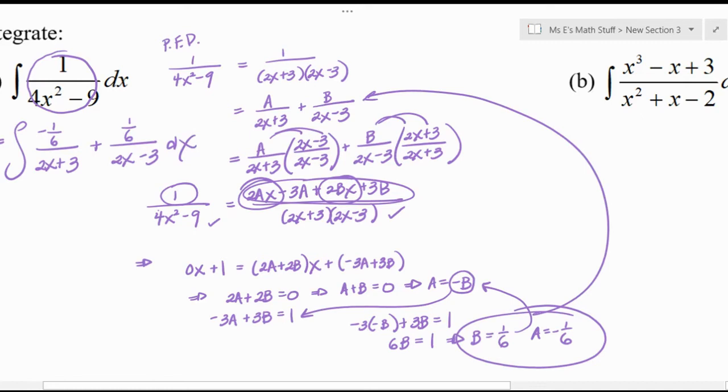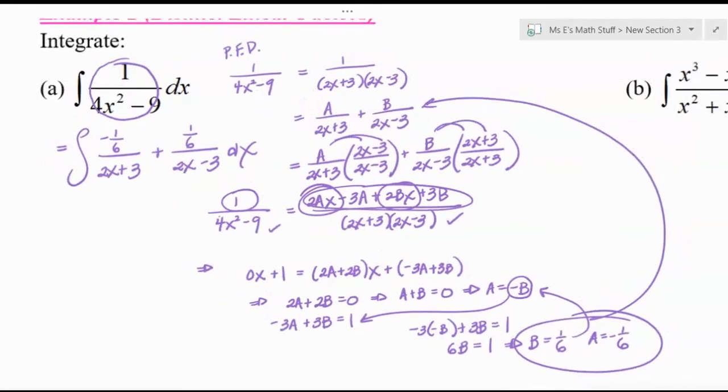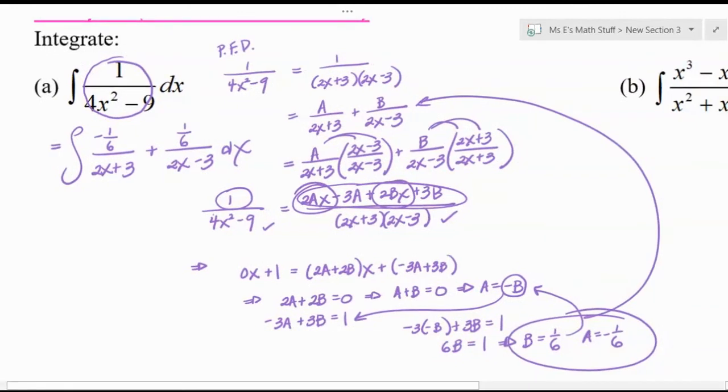There we go. All right, and then from here, there are a couple different ways to handle this depending on what you do with the 1/6. I have a tendency to just factor them out. So like maybe I do negative 1/6 times the integral of 1 over 2x plus 3. You could also factor 1/2 out. I've seen people do that as well. I need a little space here, so I'm going to move this out of the way. And then I'm going to factor the 1/6 out of the second one.